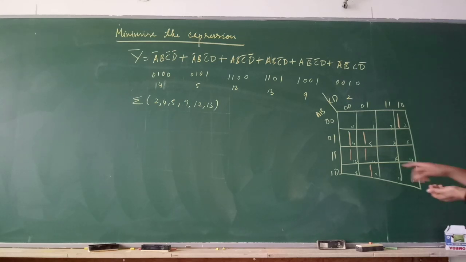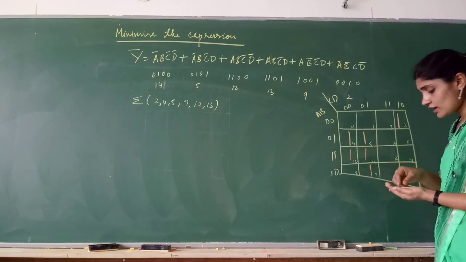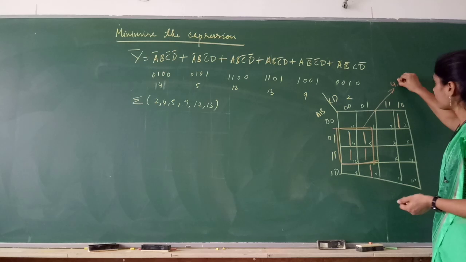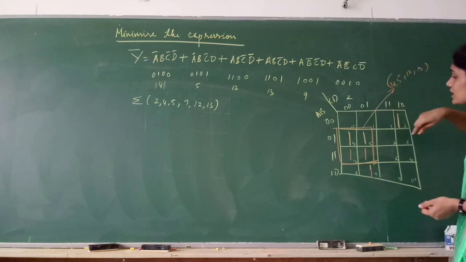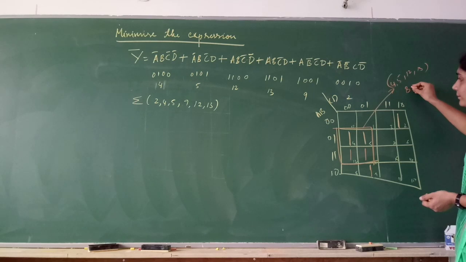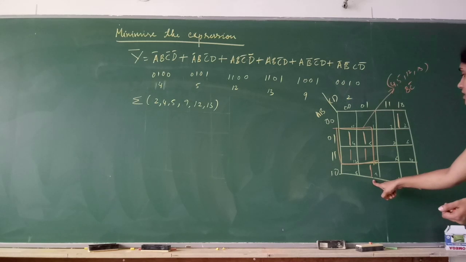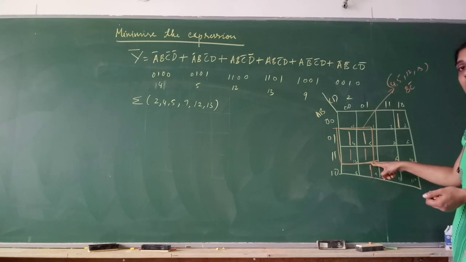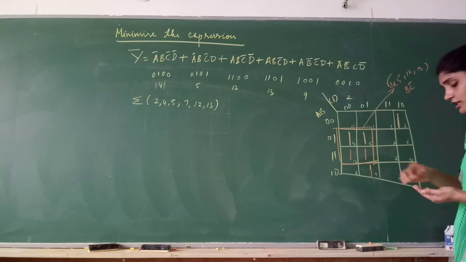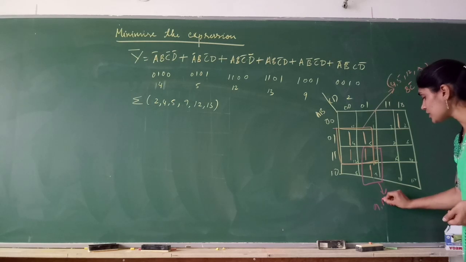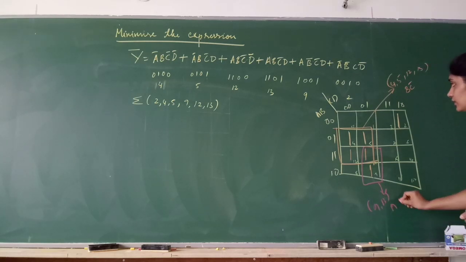How do we group the cells? These 4 are adjacent, so I'll go for this grouping first. 4, 5, 12, 13 are adjacent. So what is the equation I get? B, C bar. Now how do we cover the min term 9? The only option I have is 9 with 13. So if I group 9 and 13, what is the equation I get? A, C bar, D.